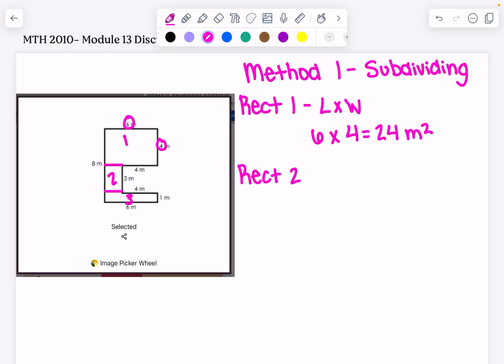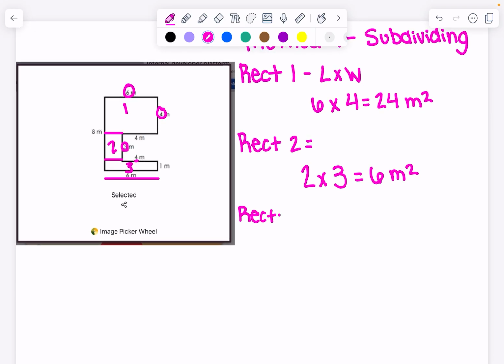So for rectangle 2, we're going to do the same thing. Over here, we have a 3. Now, we don't necessarily know the other side without having measured units. So we take the whole length of our rectangle, subtract it by this number over here that we know. 6 minus 4 is equal to 2. So our length and our width is 2 times 3, which is equal to 6 meters squared.